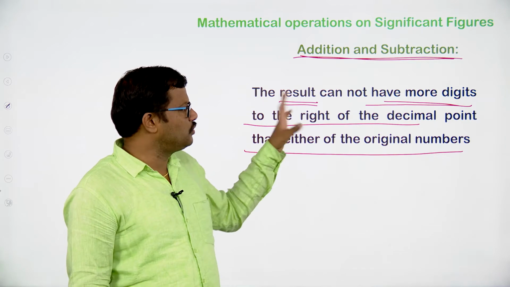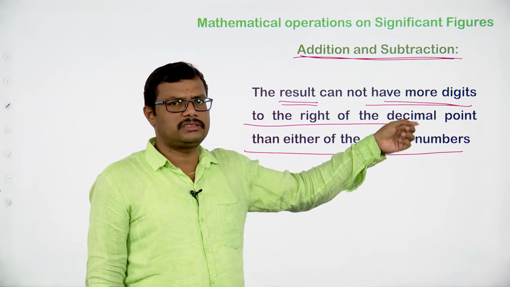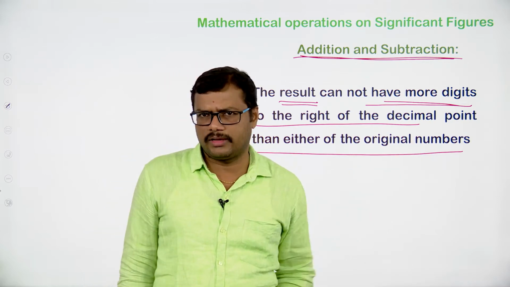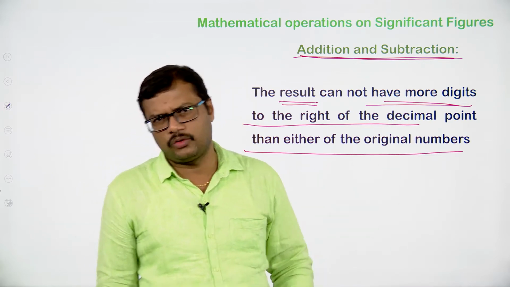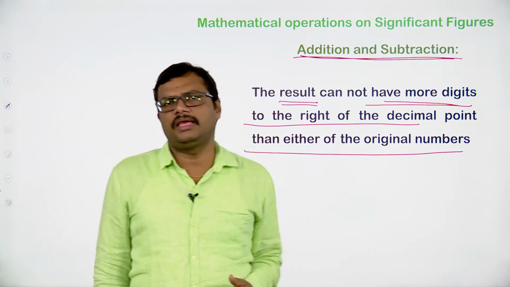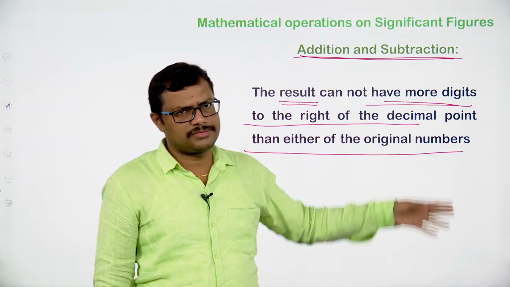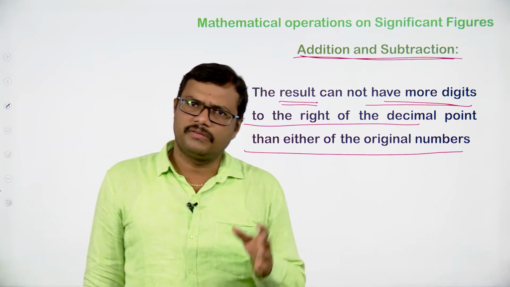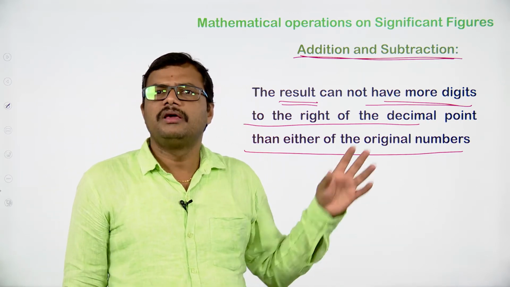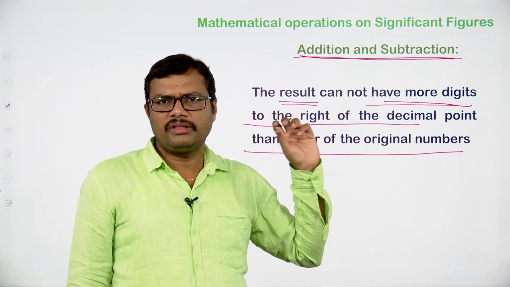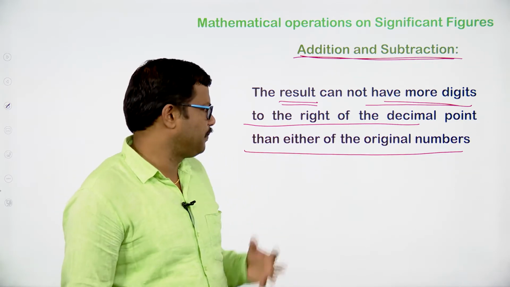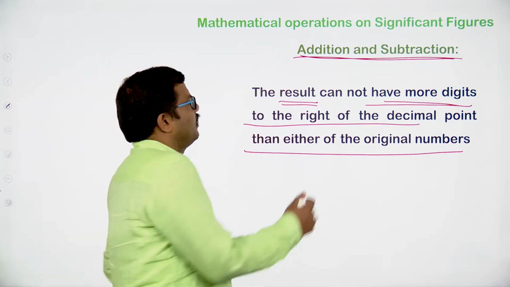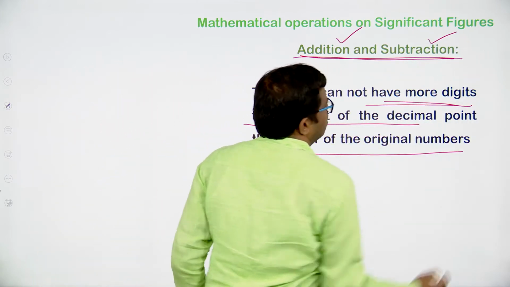The result should not exceed the number of digits after the decimal point than either of the numbers that we are going to take. Whether it is two, three, four or five numbers, if you are carrying out addition or subtraction, the result should contain the same number of digits after the decimal point as the number which has the least number of digits. Keep this point in mind, it applies to addition as well as subtraction.